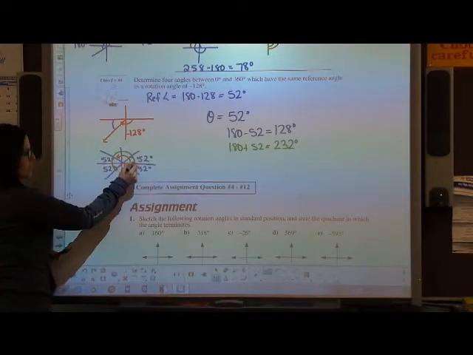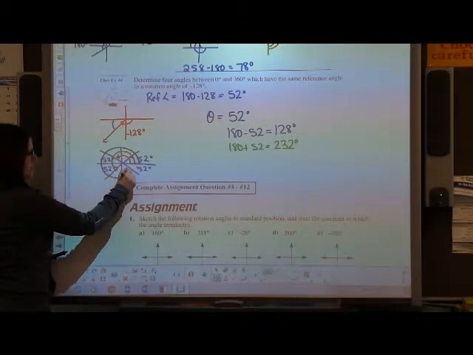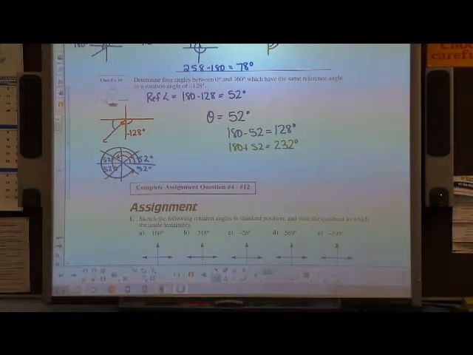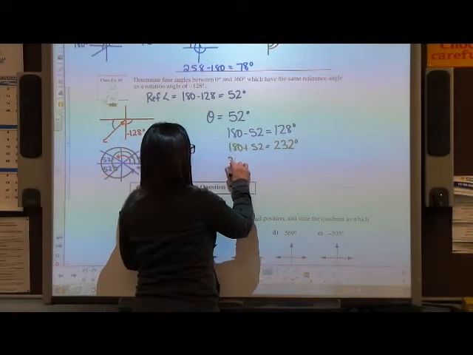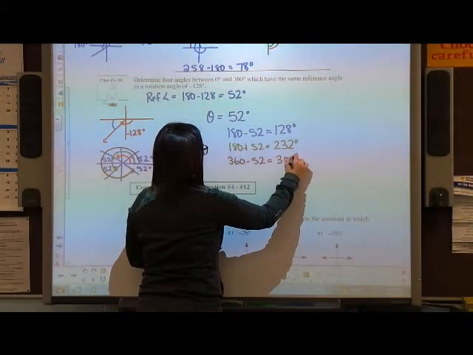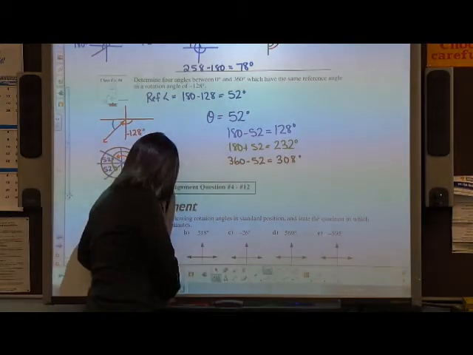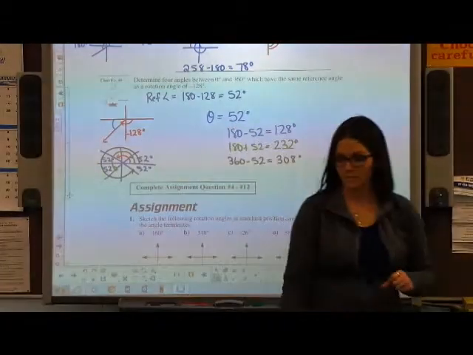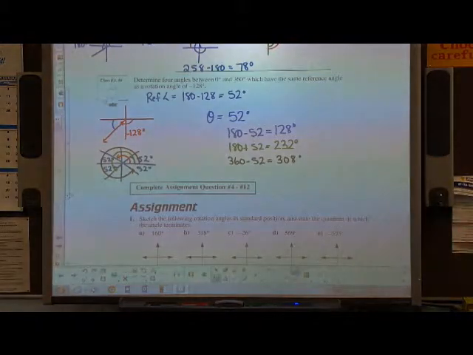And I want the rotation. And how would I find the rotation? 360 minus 52. And what would that give me? 308. So all 4 of those angles have the same reference angle as I go through my rotation.